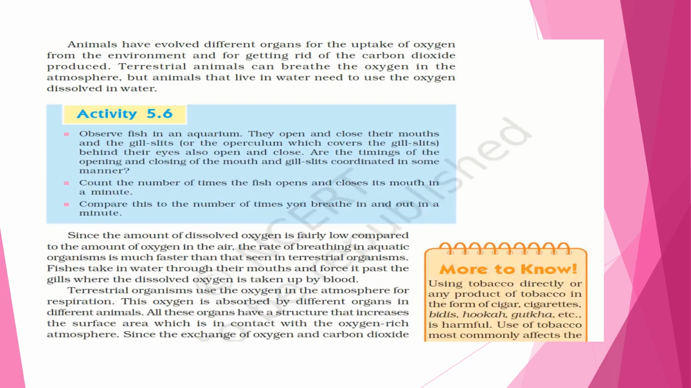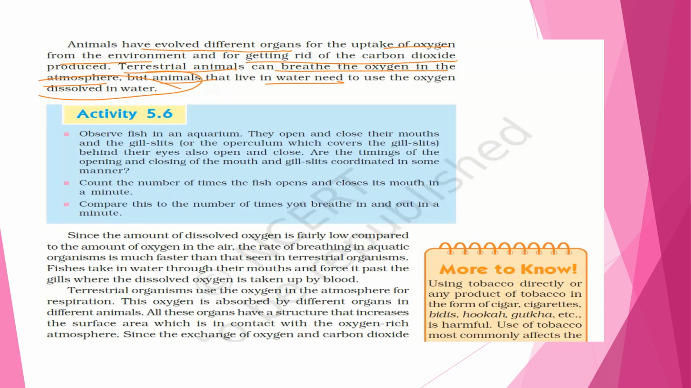So last day we completed aerobic and anaerobic respiration, and we know that energy is produced during respiration. Now we are here to talk about the different organs for the uptake of oxygen. Animals have evolved different organs for the uptake of oxygen from the environment, and for the exhalation of carbon dioxide, that is, getting rid of carbon dioxide. Terrestrial animals can breathe the oxygen in the atmosphere, whereas animals in water inhale the dissolved oxygen in water.